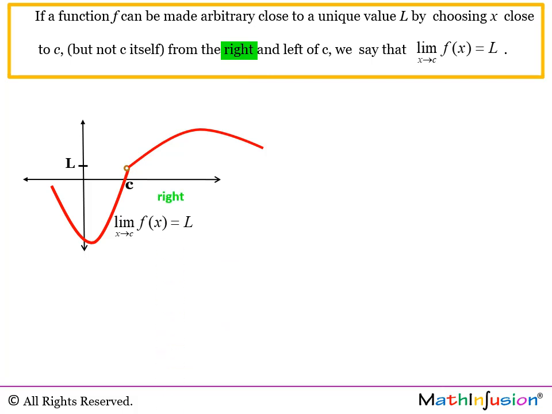First, the approach from the right. When approaching from the right, we approach on the graph from the right side of c, which means that the values of the x's from the right of c are approaching c.